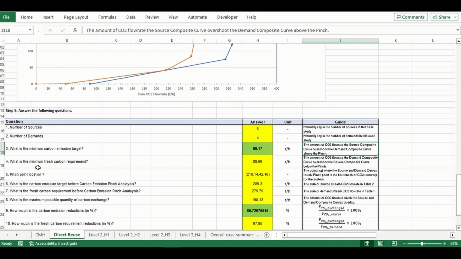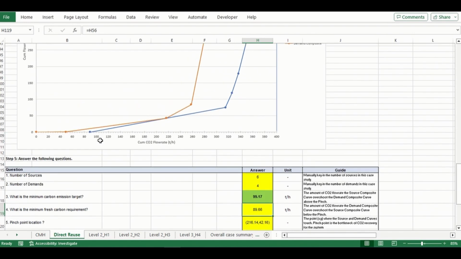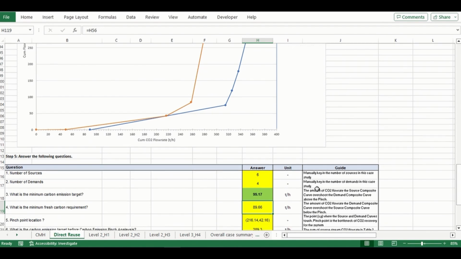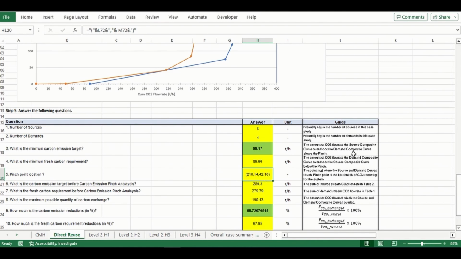And then next is to find the minimum fresh carbon requirement, which is simply the CO2 flow rate where the demand composite curve overshoots the source composite curve below the pinch. We simply perform the subtraction from this point of the source composite curve to the initial point of the demand composite curve. We can also identify the pinch point, which is the point where both source and demand composite curves are touching, which is 216.14, 42.16. And we have used some formulas to key in the values.